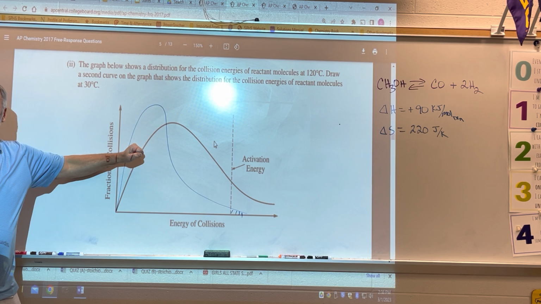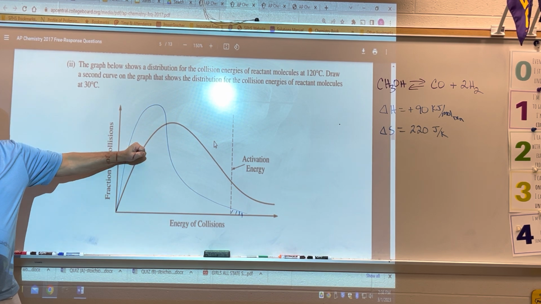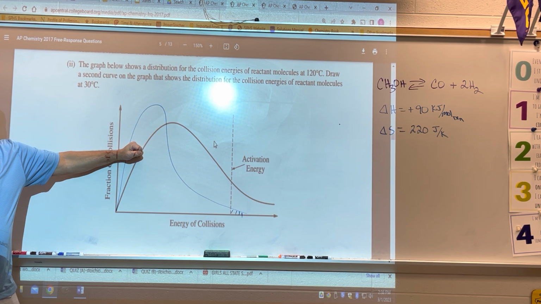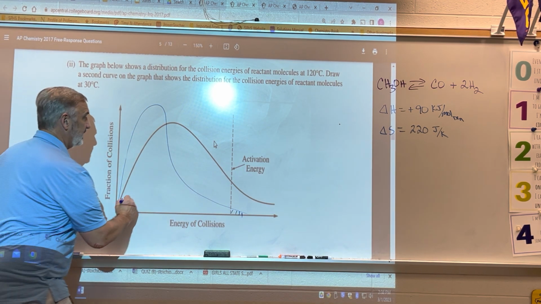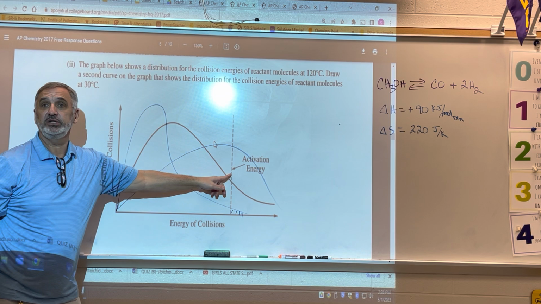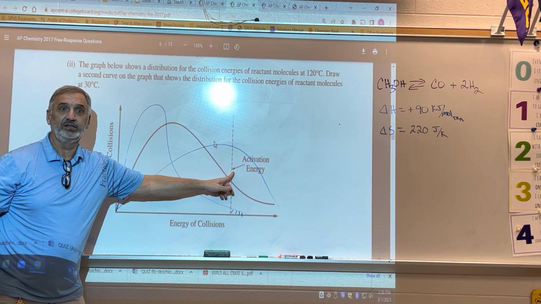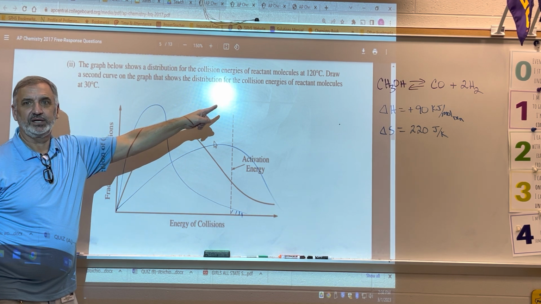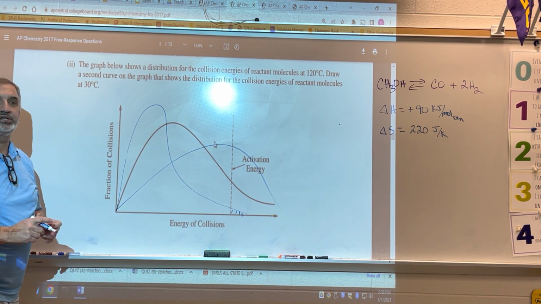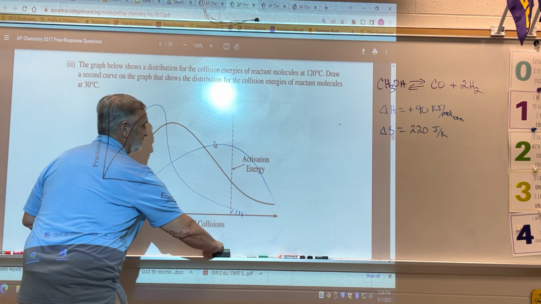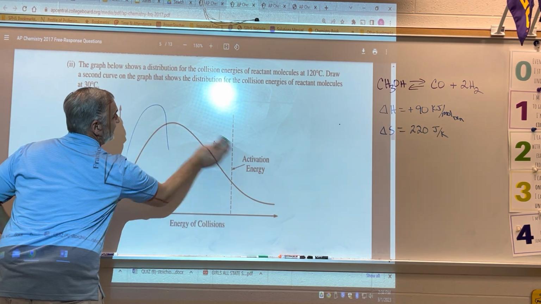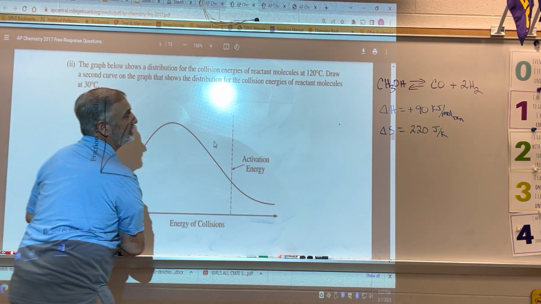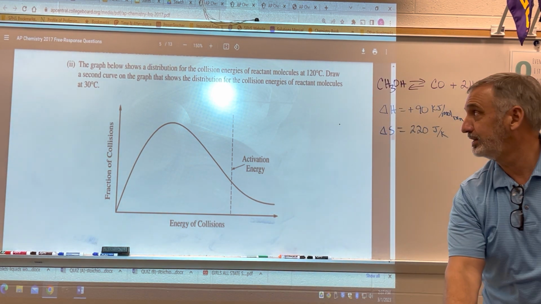This Maxwell-Boltzmann temperature distribution graph shows up all the time. Know it forwards and backwards. Everybody wants to draw the second one lower and to the right, but you've got to look at your temperatures. Read the question carefully. I haven't even gotten to the question I'm looking for yet. I just can't help myself. It's good stuff. The year in review so far.